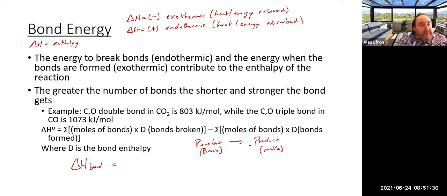So when we calculate the overall energy change that occurs as we go from reactants to products in a chemical reaction, as we break all those bonds on the reactant side and make all those bonds on the product side, there is a change in energy. That is sometimes referred to as the delta H of bond energy, or the bond enthalpy. We could calculate it simply by adding up all the energy required to break all the bonds on this side, plus all the energy required to make all the bonds on the product side.